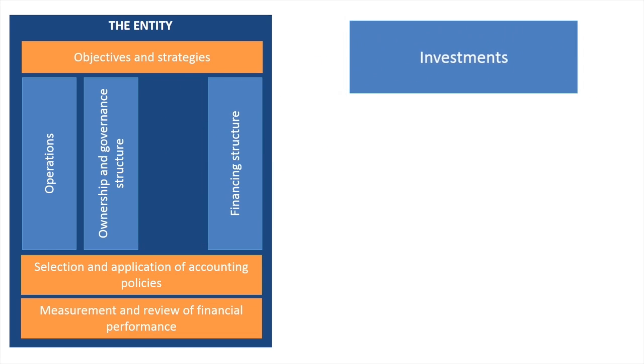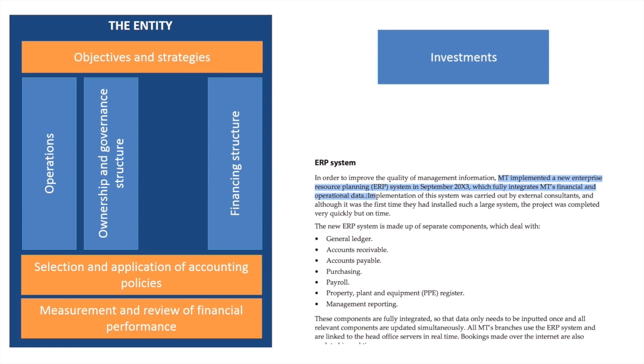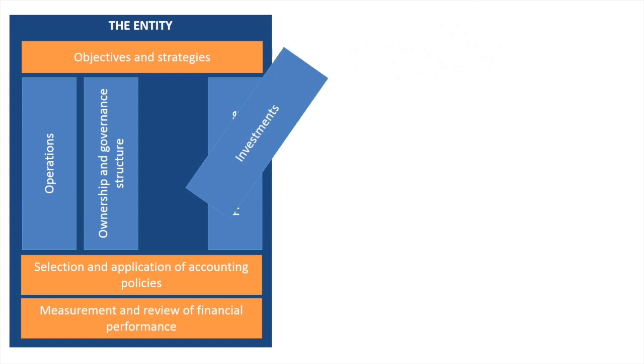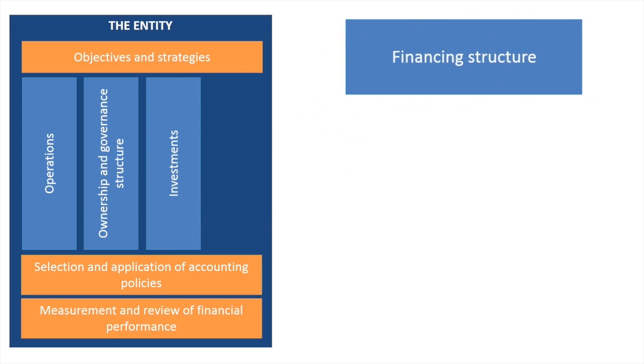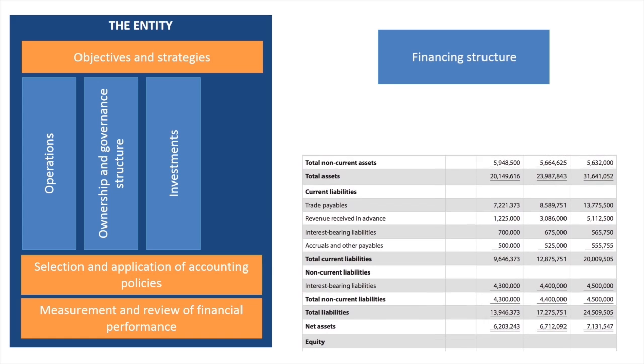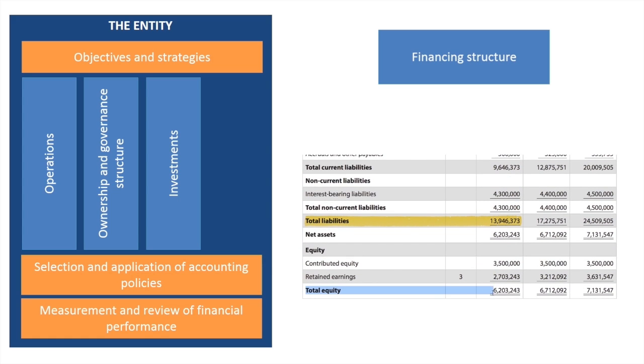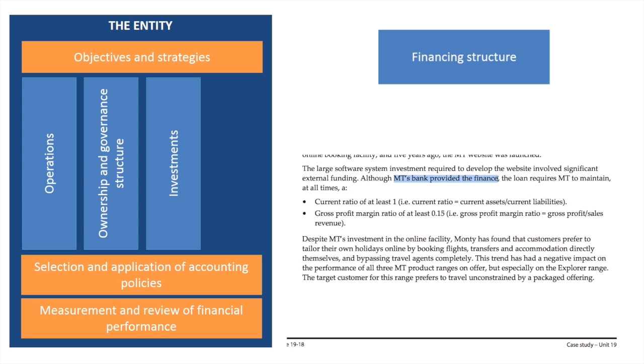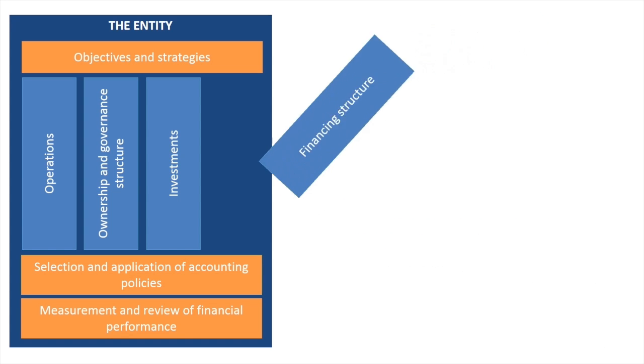Investments is pretty straightforward. Besides the website, Monty Travel also implemented a new ERP system this year. Finally, Monty Travel finances its operations using a capital structure that has a debt-equity ratio of about 2.2. Its contributed equity of $3.5 million is probably made up of ordinary shares which are listed on the ASX. Its debt includes the $5 million interest-bearing bank loan used to develop its website, which has 2 covenants attached. Just like risks, we could come up with more, but this is a good start.